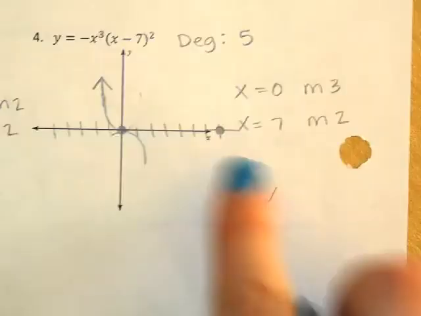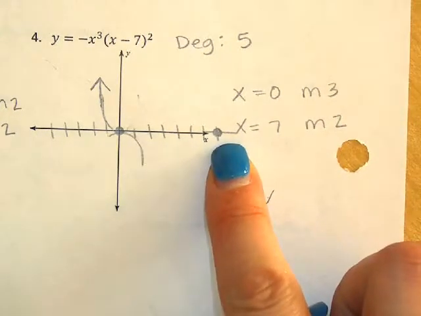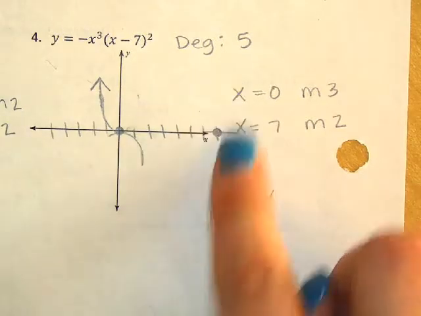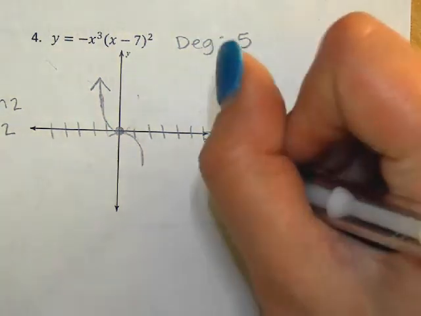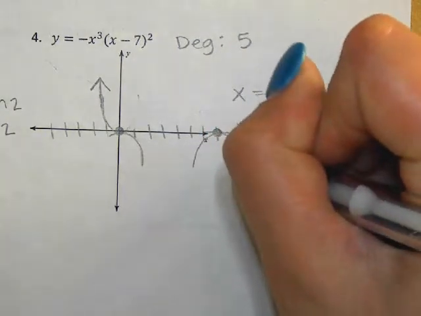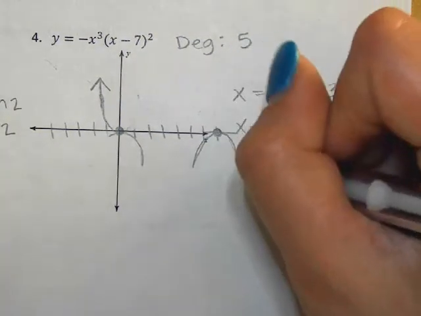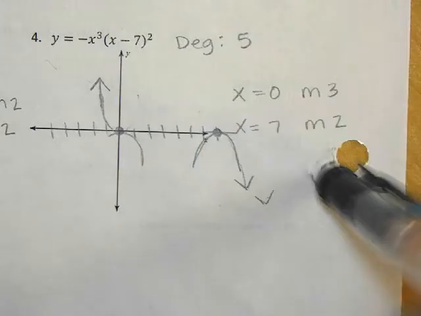Now over here we have a multiplicity of 2. That's the U shape. Should the U shape be above or below? Below, because that's how we're going to connect the arrow. So I've got a U shape below. That makes more sense. And I'll go ahead and bring it down.